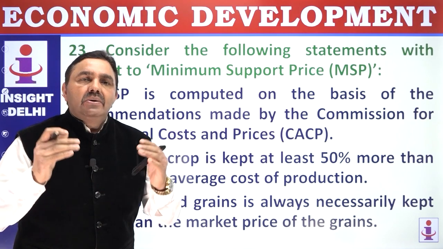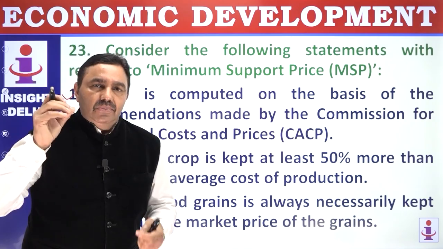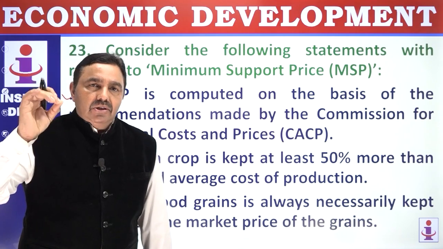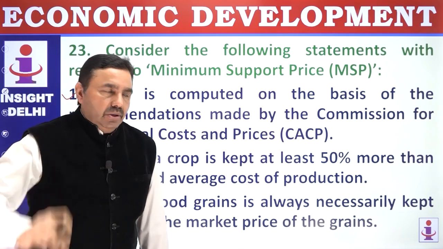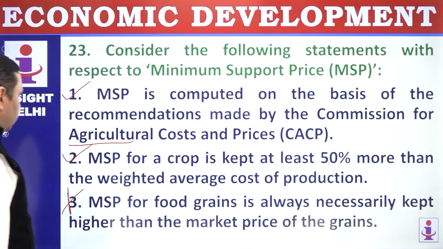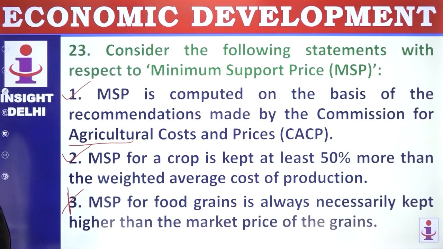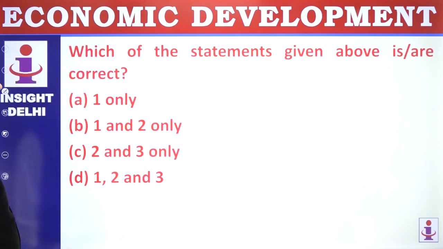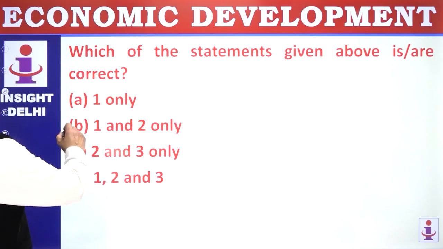MSP is a kind of security to the farmers that if you produce something, you will get minimum this much for your produce. So they can focus on production instead of worrying about consequences. 1 and 2 are correct. 1 and 2, that is B.